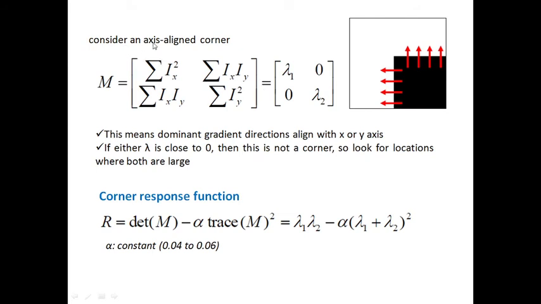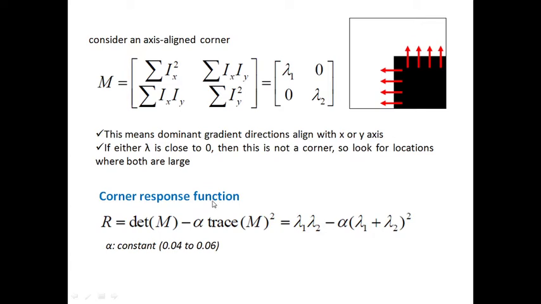How? By considering an axis aligned corner. So this is my corner, right? This is the axis aligned corner, where the dominant gradient direction is aligned with the x or y axis. So if either of these, that means either lambda 1 or lambda 2, is found to be 0, that means it is not a corner. So we have to look for locations where lambda 1 and lambda 2 both are large for our best case analysis. Okay, now we do also have a corner response function.